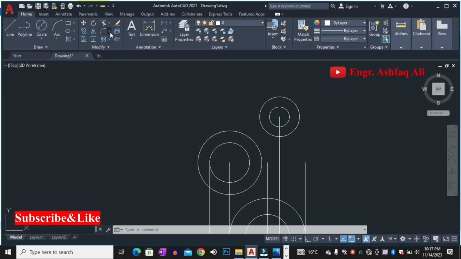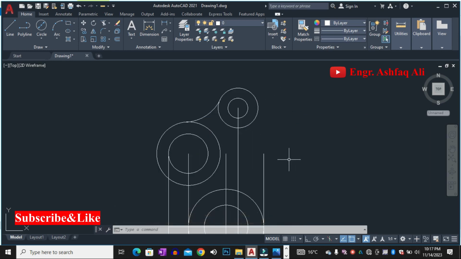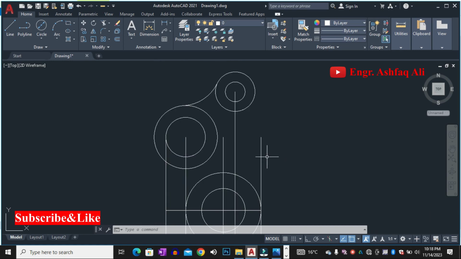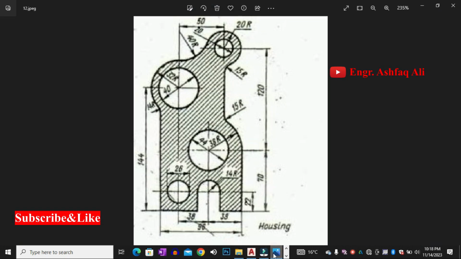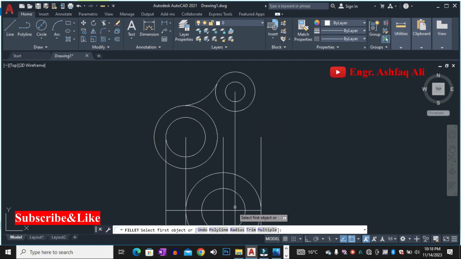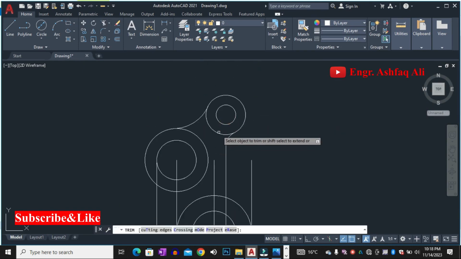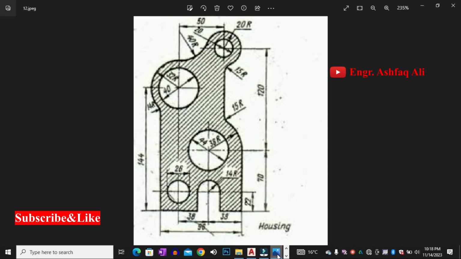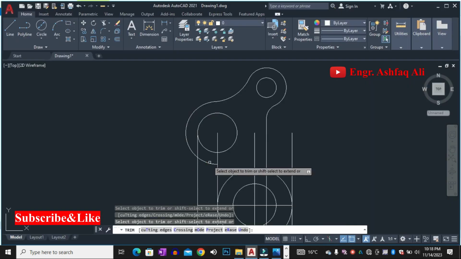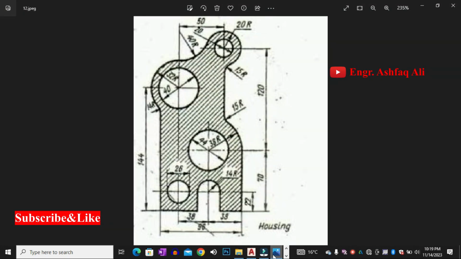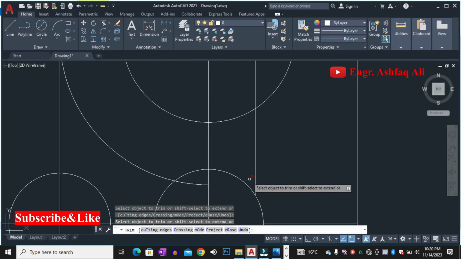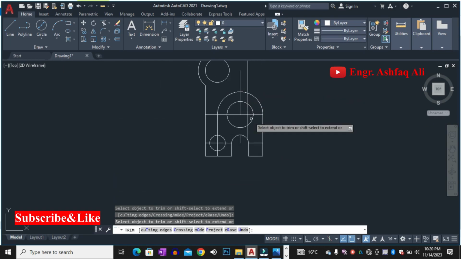Now we are going to fillet these two circles with a radius of 40. Select fillet command and select both circles and give a radius of 40 to fillet these two circles. Now fillet this circle with a radius of 15 from either side and trim the extra entities from our figure as shown. So this level of figure has been completed.